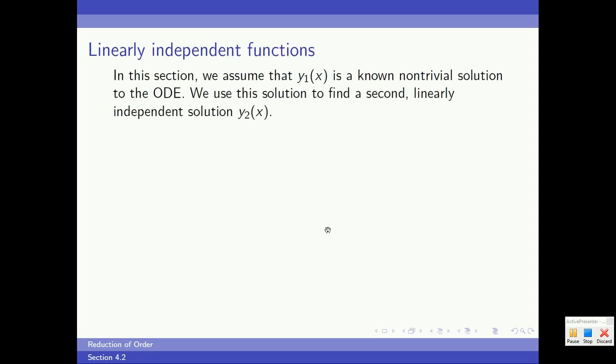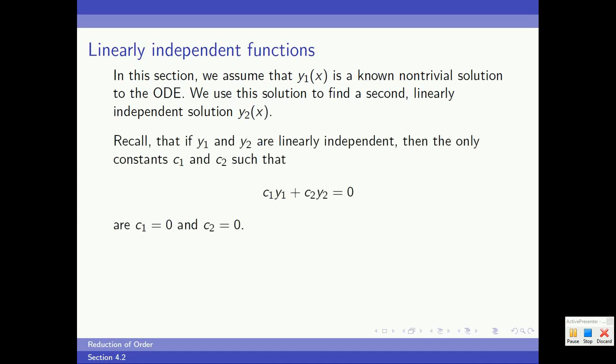Okay, so what does it mean for these to be linearly independent functions? This is, again, a reminder of what we did in section 4.1. If you have linearly independent functions, then if you form this combination and set it equal to 0, and y1 and y2 are linearly independent, then the only way that can be true is that c1 and c2 must be equal to 0.